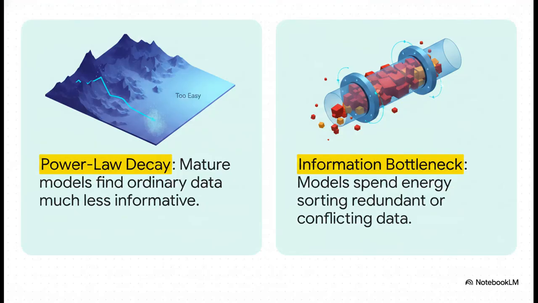So what's actually driving this collapse? Well, there are two primary forces at play here. First up is power law decay. This is just the mathematical reality that as a model gets smarter and more mature, ordinary data simply becomes way less informative. The errors that are left over are super rare and complex, so just applying uniform compute gives you massive diminishing returns. And the second force is the information bottleneck. A mature model already has a pretty solid compressed worldview. It has to spend valuable energy just deciding if incoming data is redundant or conflicting or completely trivial. Sorting through all that useless data totally clogs the bottleneck and just wastes your precious compute.